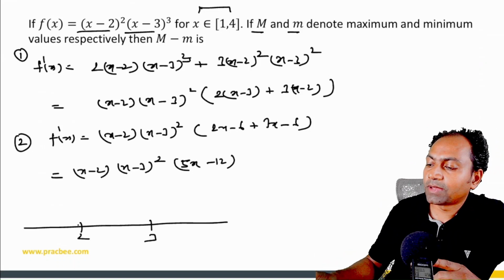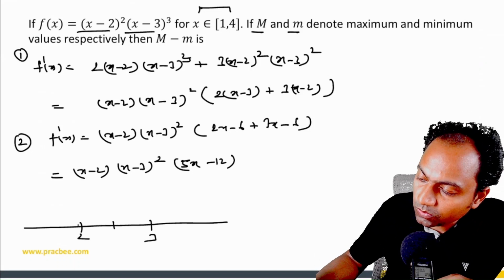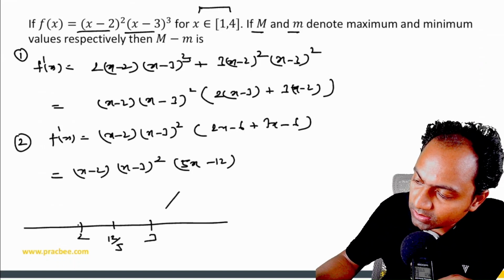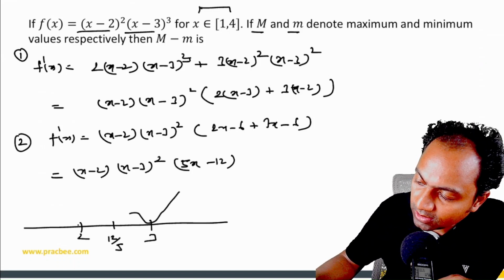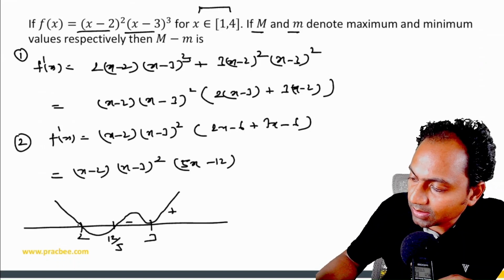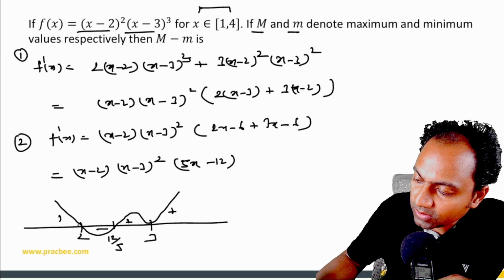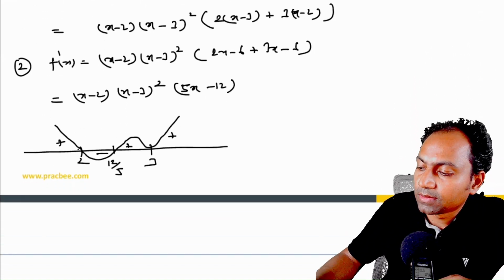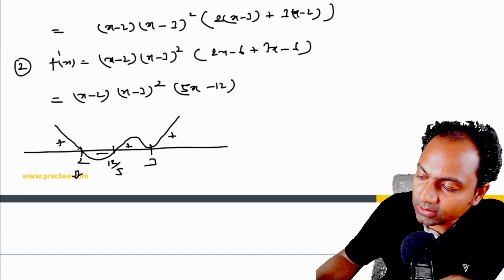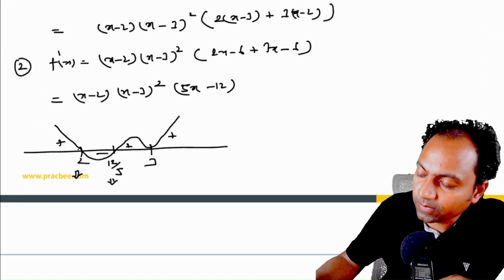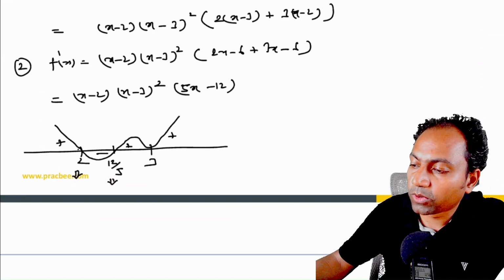And 12 by 5 will be slightly greater than 2, but smaller than 3. So we will start from here. Since the power is even, we'll touch and come back. Power is odd, will cross. Power is odd, will cross. Plus, minus, plus, plus, minus, plus. You can see that there are 2 points that are critical, that is nothing but 2 and 12 by 5. These are the 2 important points.